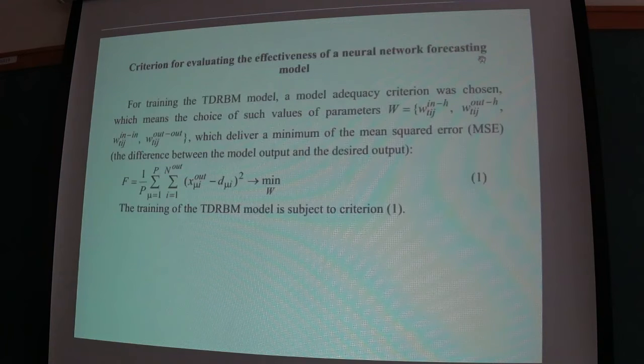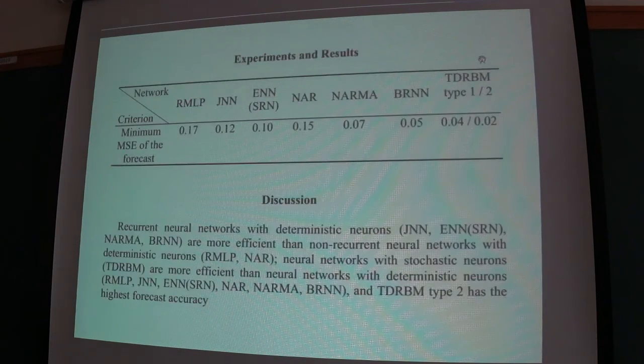Criterion for evaluating the effectiveness of a neural network forecasting model. For training the RBM model, a model adequacy criterion was chosen, which means the choice of such values of parameters which deliver a minimum of the mean square error, the difference between the model output and the desired output. The training of the RBM model is subject to criterion 1. Experiments and results.